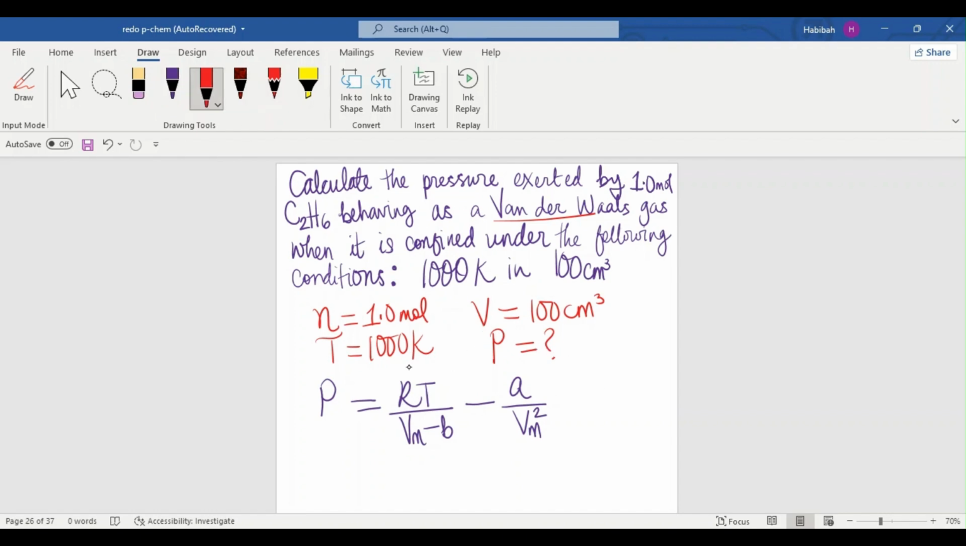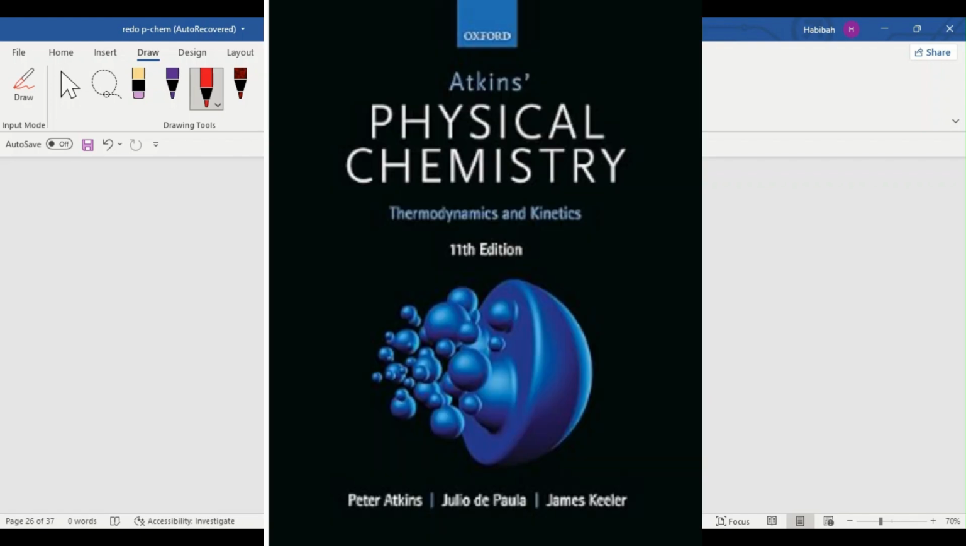The first thing you notice is that we have the gas constant R. We have the value for temperature, 1000 Kelvin. We have the value for volume, not molar volume, but we can determine the molar volume by just having volume divided by number of moles. So we have volume, we have number of moles, so basically we have molar volume, but we don't have the values for A and B. Well, this is great news because we're using the Atkins Physical Chemistry 11th edition textbook. At the back of the textbook, there's something called the resource section. So we have the values for A and B at the back of the textbook.